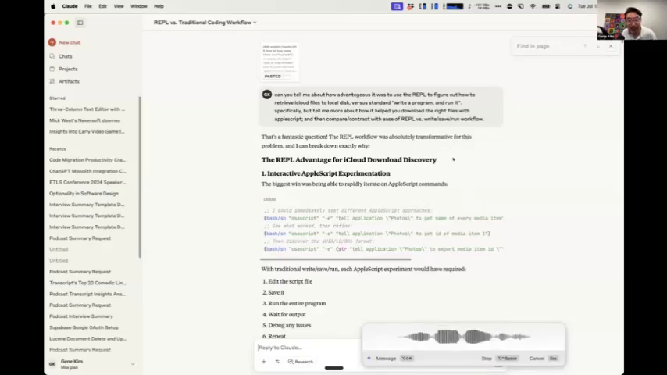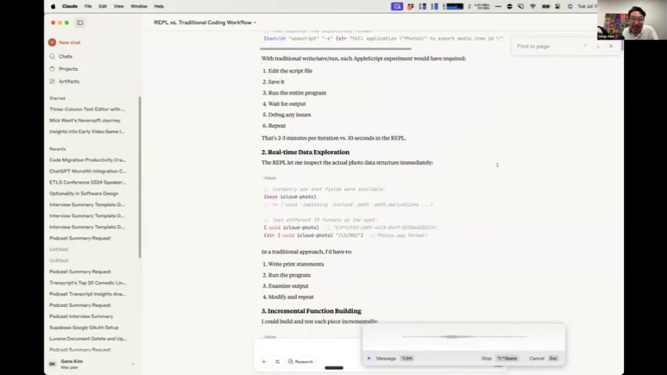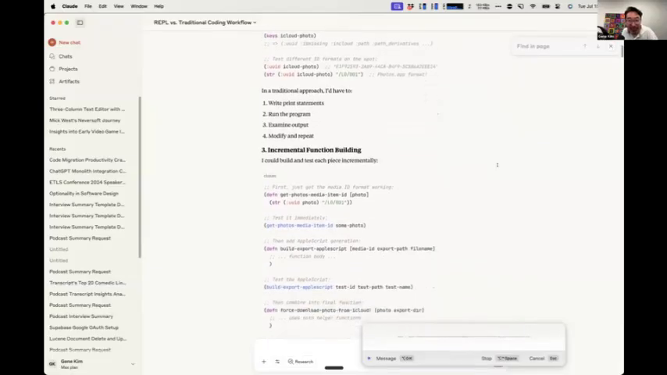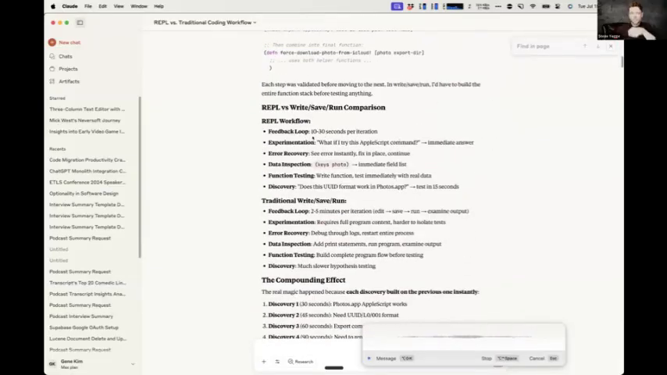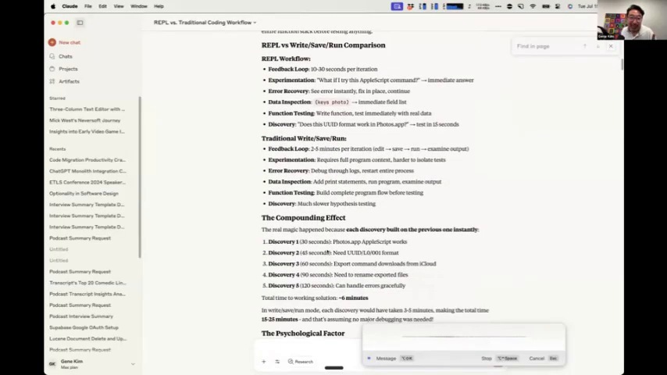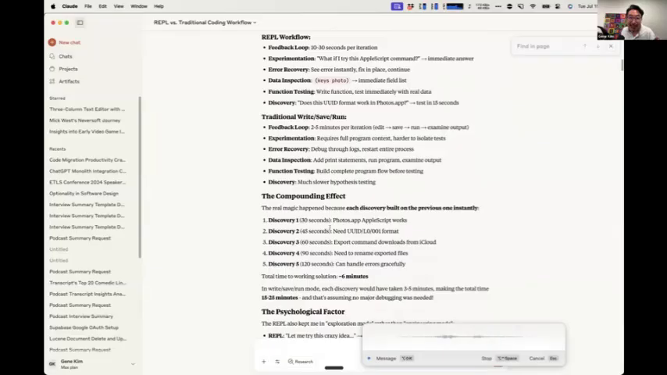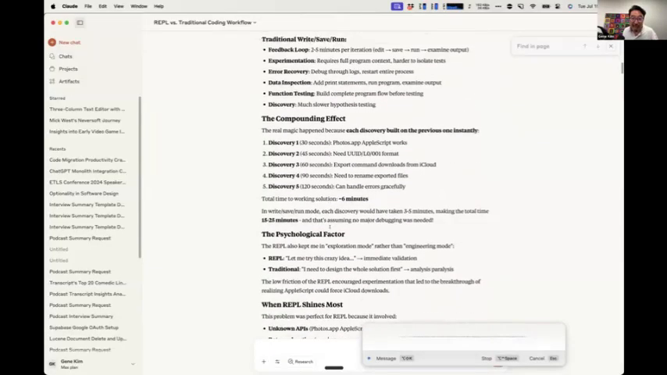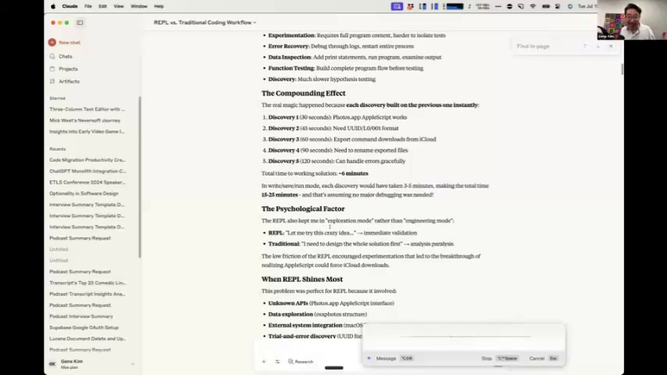And I used it again for migrating from the Google Photos API that they essentially deprecated to OS X Photos. And here's what it said. It went through all the advantages, but it said to go from a feedback loop of 10 to 30 seconds per iteration versus 2 to 5 minutes, which might be a little bit overstated, saying it's faster. There was a compounding effect, that each discovery built upon the previous one. The psychological factor that says I can stay in exploration mode versus just engineering mode.